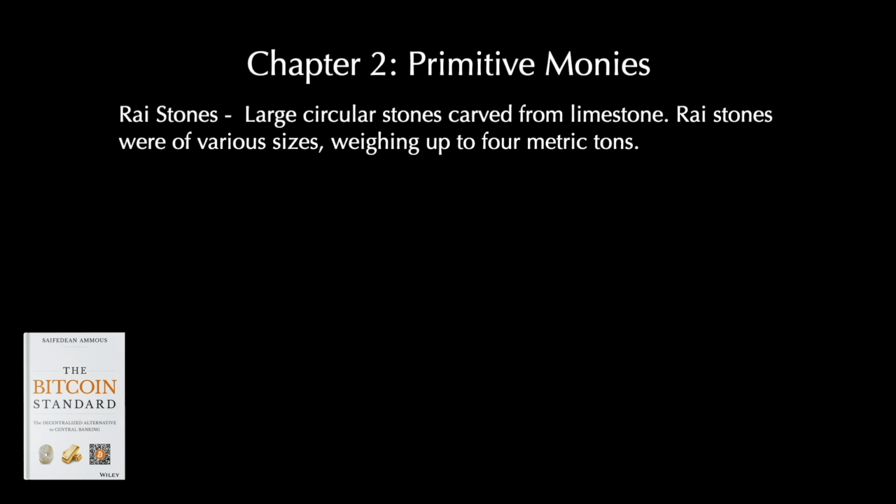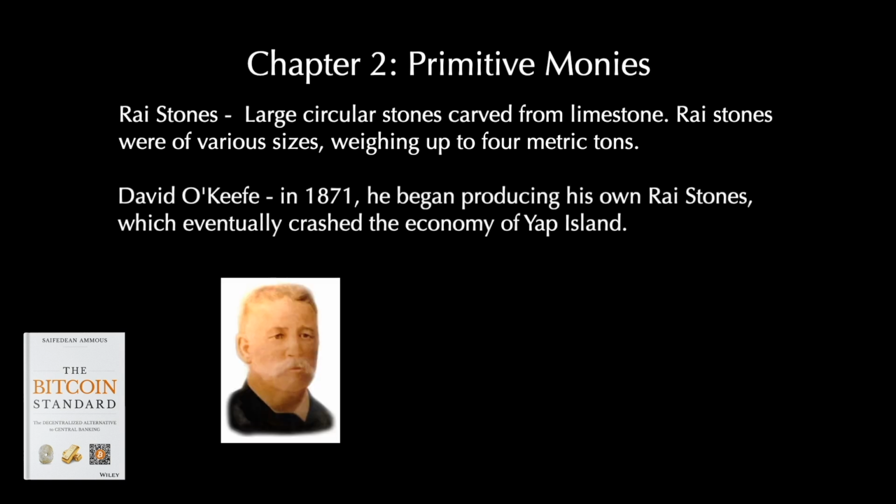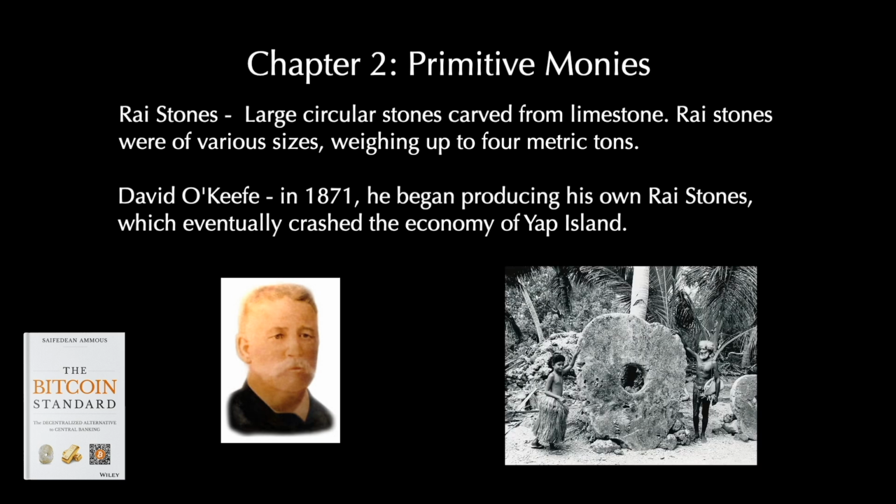This was the case until 1871, when an Irish-American captain by the name of David O'Keefe shipwrecked on the shores of Yap Island. O'Keefe realized that if he could produce Yap stones, he could pay the Yapese people to harvest coconuts, thus creating a profit from taking coconuts from the island and selling them for coconut oil. Using explosives and modern tools, O'Keefe quarried several large Yap stones.